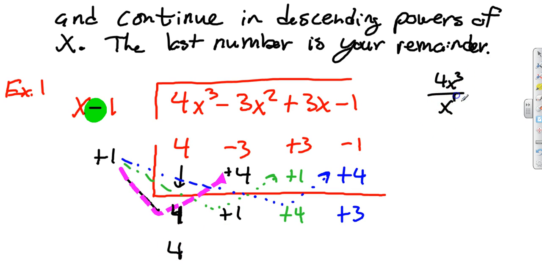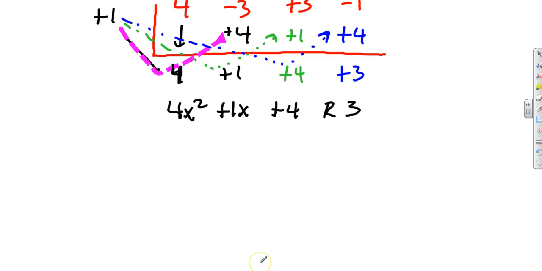X to the third, if you're dividing it by x to the first, you're going to knock it down by a power. So we know the first term would have been 4x squared. So this one, when you put the x's back in, just make sure this one's x squared. The next one will be x to the first. This one's going to be x to the 0 power. And then this is going to be a remainder of 3.